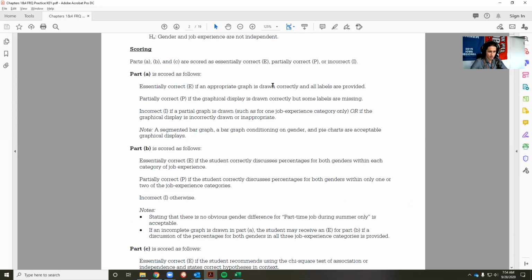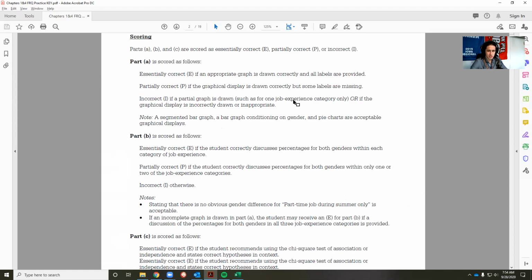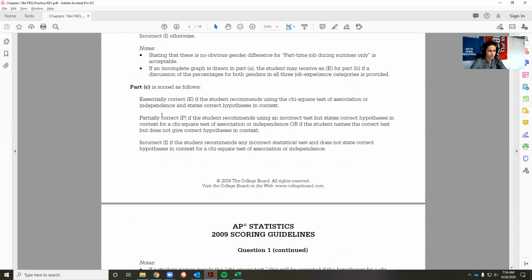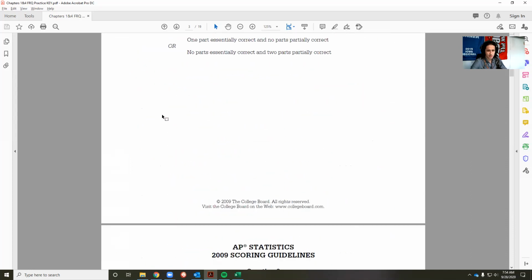E's, graphs drawn correctly, labels are provided. Oh, missing some labels, you get a P. Discusses percentages for both genders within each category. Great, you have to talk about both things. Didn't do part C. And it tells you how those are graded.